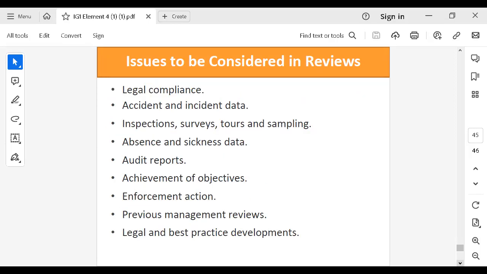Issues to be considered during the review: we will check legal compliance, accident and incident data, inspections, surveys, tours and sampling, sickness data, audit reports, achievement of objectives, enforcement action, previous management reviews, and legal and best practice development. During the review, we will check these things.